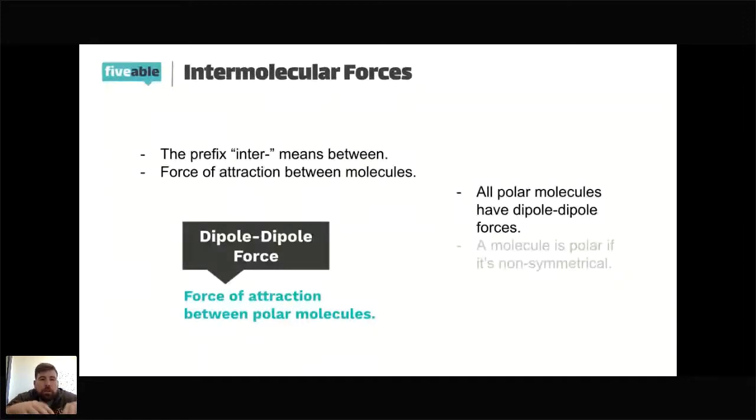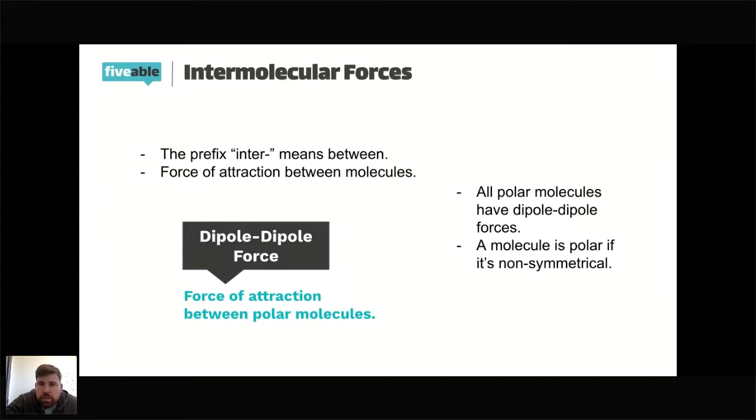A molecule is polar if it's non-symmetrical. So in a second, I'm going to be switching between slides and my online whiteboard. You have to be fairly comfortable with drawing Lewis structures. Quickly drawing Lewis structures will help you identify whether or not a molecule is symmetrical, and also help you identify if it's polar. Because the second you say, hey, this molecule is polar, then you know it has dipole-dipole forces between the particles.